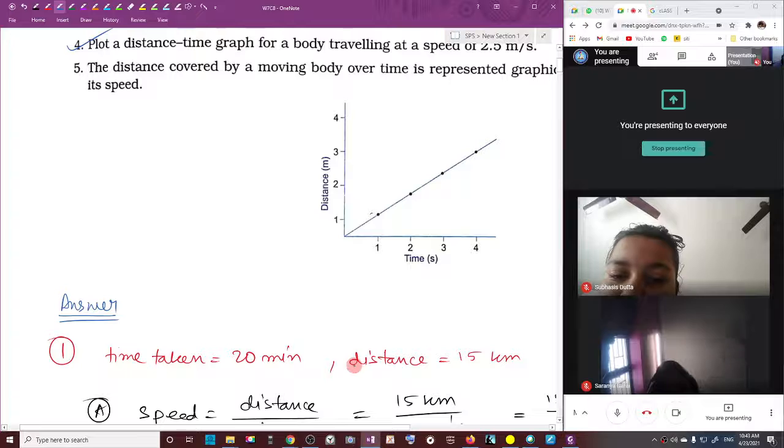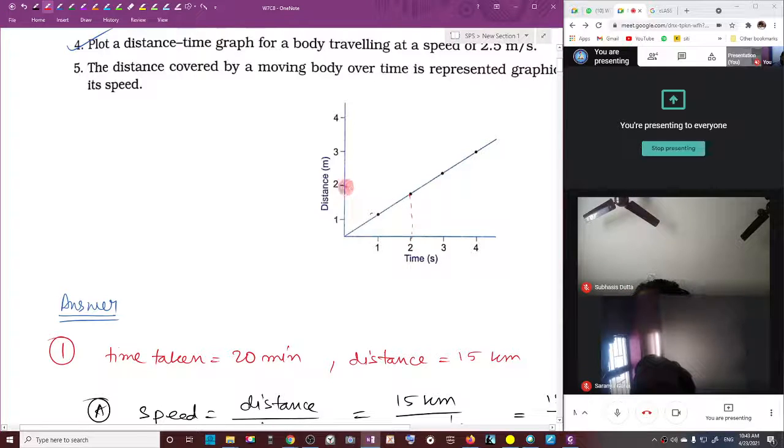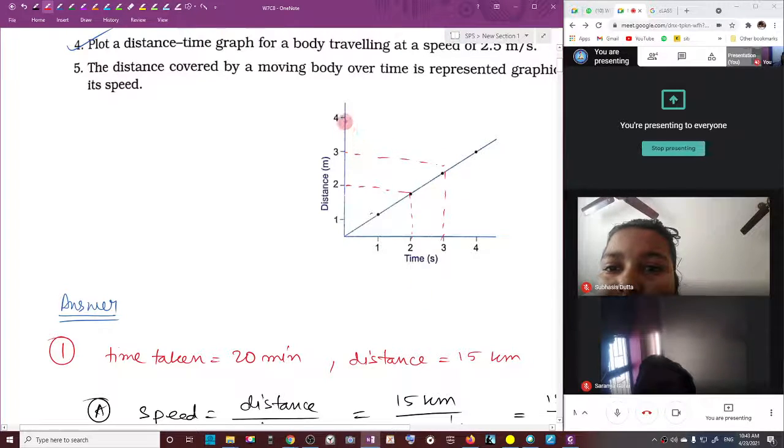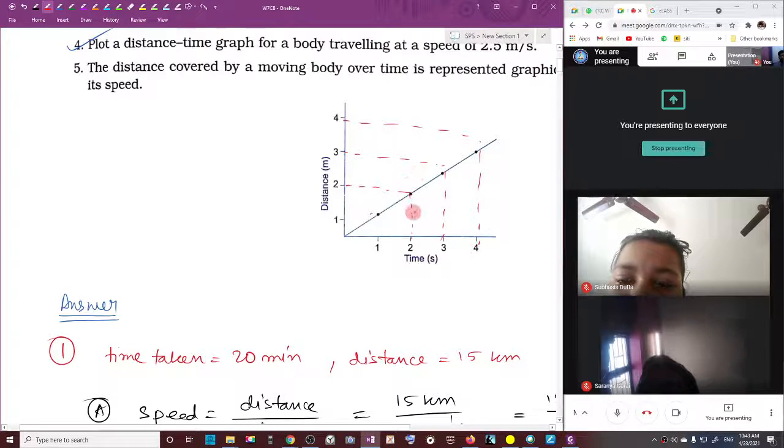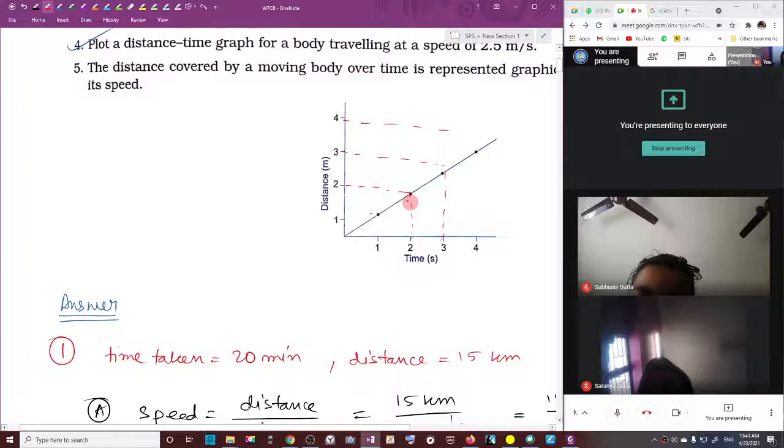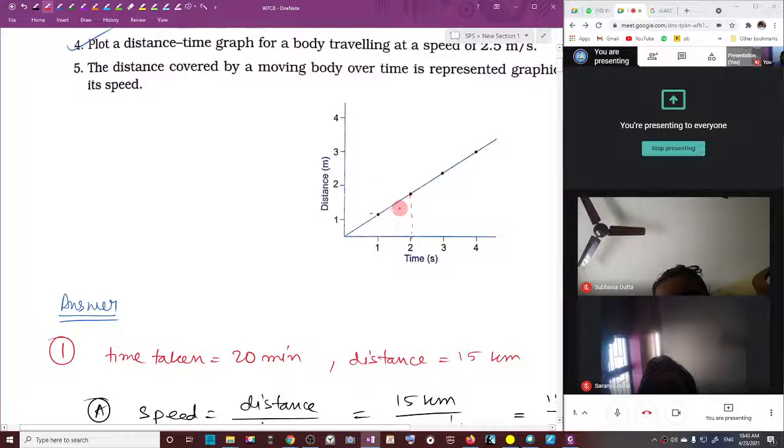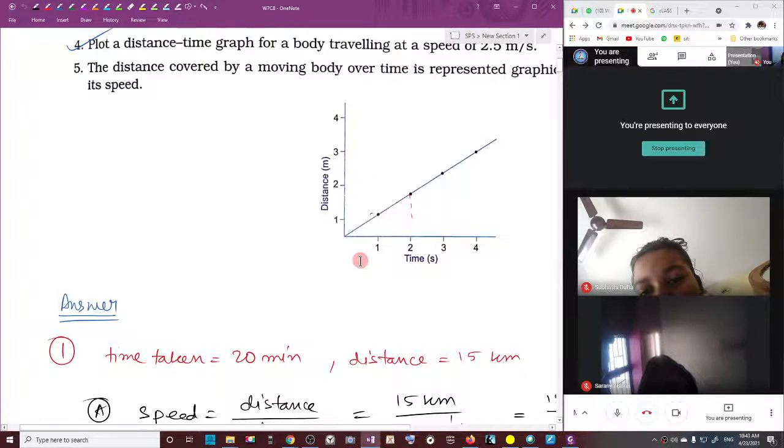Now when the time is 2 seconds, the distance is 2 meter, right? When the time is 3 seconds, the distance is 3 meter. When the time is 4 seconds, the distance is 4 meter, right? The graph that they have drawn is not perfect. Okay, their graph is not perfect, but you have to understand that in this diagram it has been given in this way. Is that clear? Yes, sir.